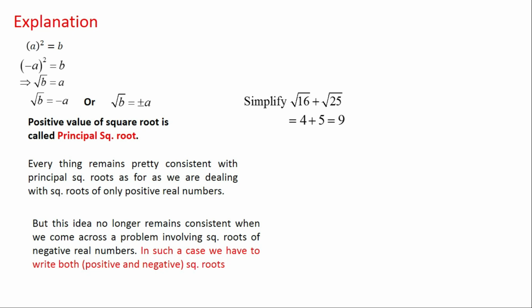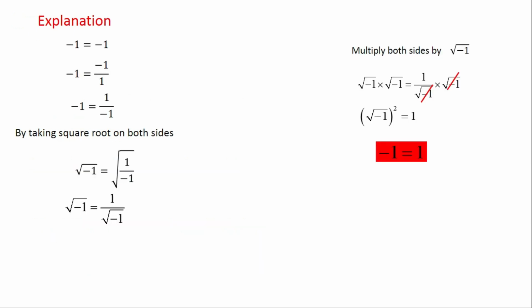This last paragraph is the key to solve today's problem. I can summarize the whole discussion with this: when we are dealing with square root of a negative number, it is better to write both positive and negative square root of the number. Now in this problem, the real point where we made a mistake is this part.